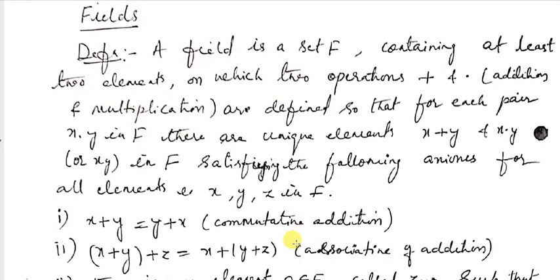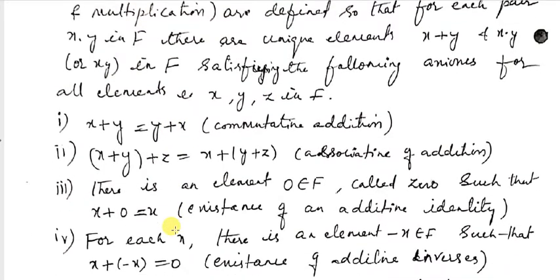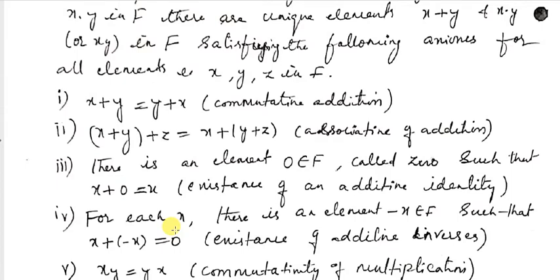So what is a field? A field is nothing but a set F which contains at least two elements on which two operations, plus and dot, are defined, so that for each pair x and y, x plus y and x dot y are in F, which satisfy the following axioms. For all elements x, y, z in F, let us consider the following axioms: the commutative, associative, identity, existence of inverse with respect to addition, and also multiplication.